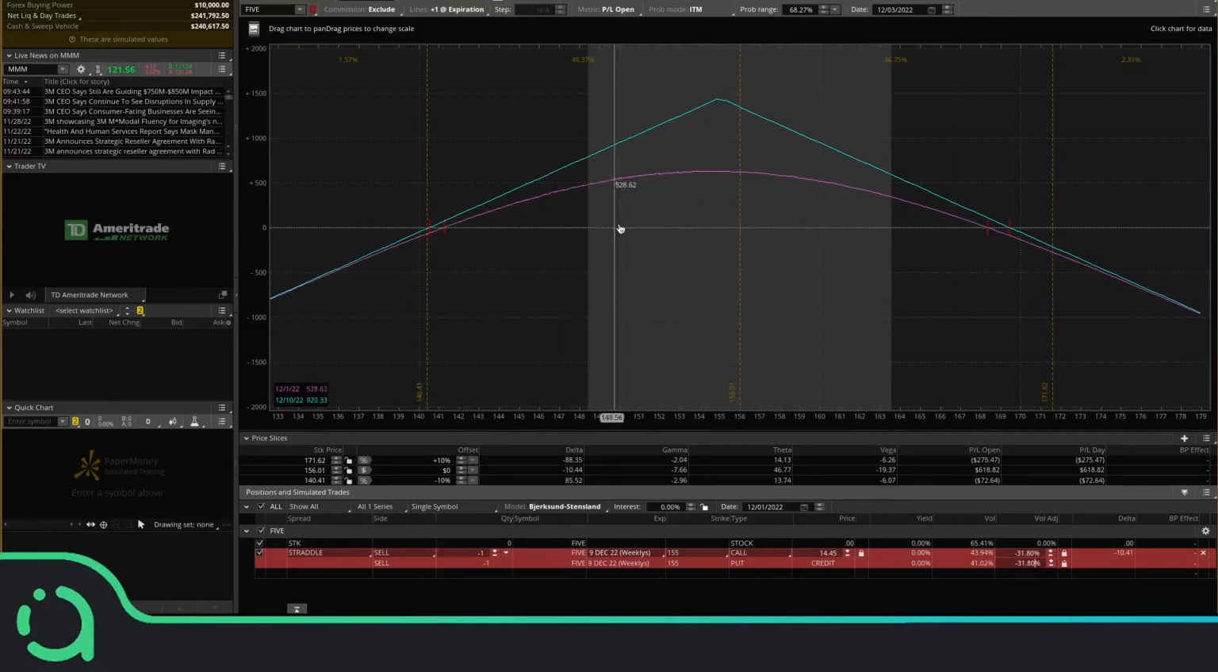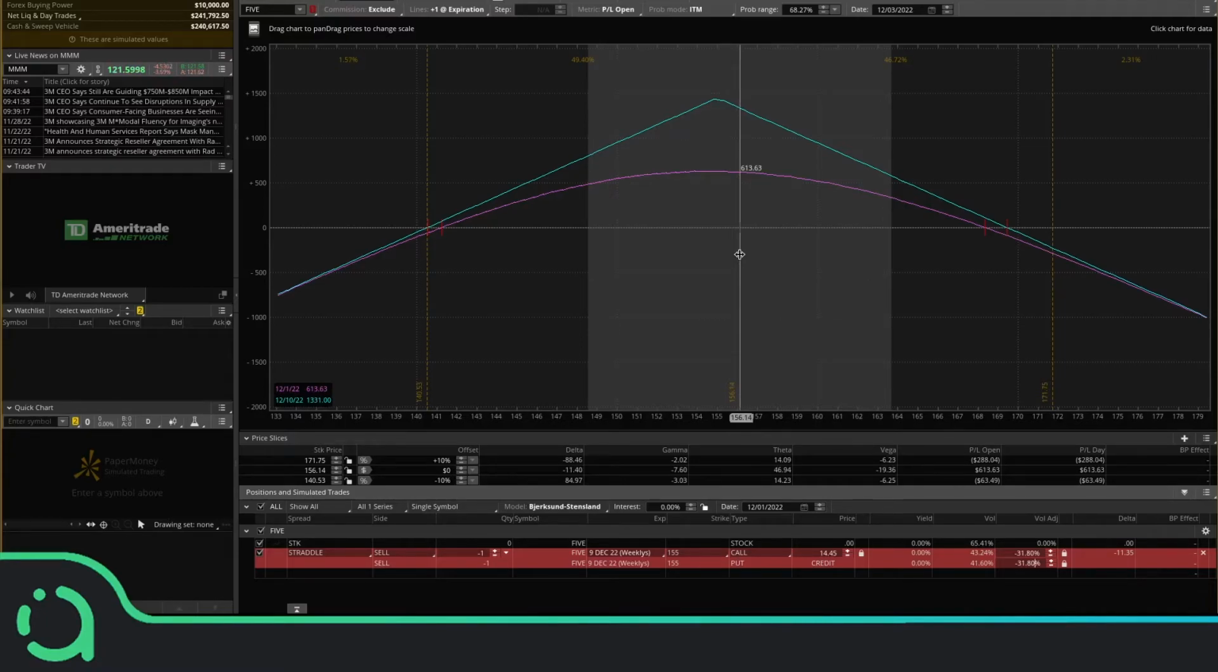So the purple line here is what our trade should look like in the morning. And we can see that, if we see like a 10% move in either direction, we're kind of at our break evens. To the upside, we'll lose a little bit more. And if we see no move, we would make $600 per straddle.